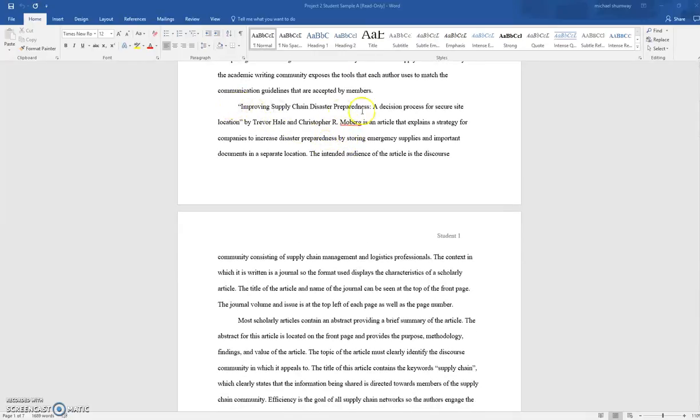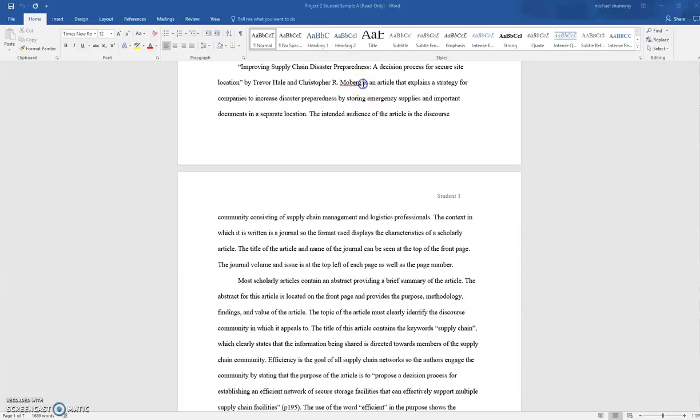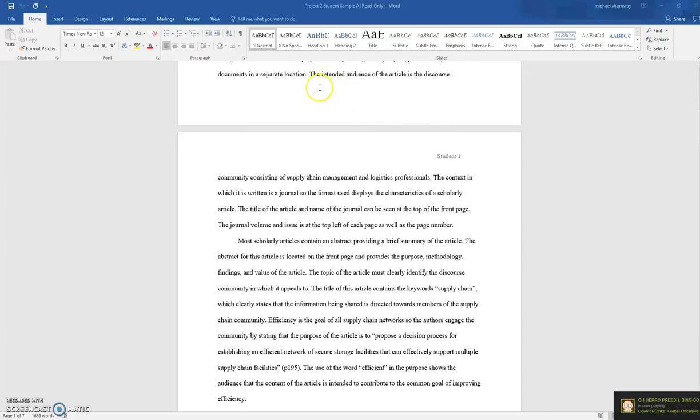So we have an introduction of the first article, and this is something you should do. Make sure you're introducing the article and the author. Then this gives us a brief summary of the article. It's an article that explains the strategy for companies to increase, and so on. Then it gives us a quick discussion of who they think the audience is. You could probably tell pretty quickly who the audience for your article is going to be. It's probably going to be other members of the community, because you're going to see a lot of things specific to that community, like specific language and specific topics that only members of that community would really care about. So we've got a discussion of who it's meant for.